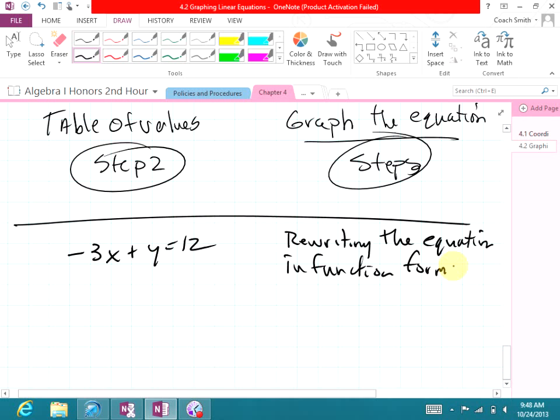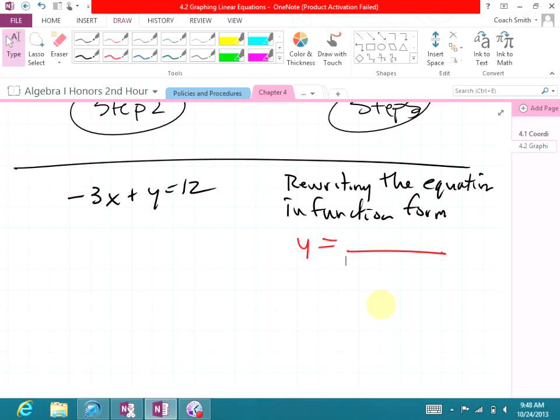Okay, so my answer in function form, like we just talked about a few minutes ago, is going to look like y equals blank. Y is going to equal x plus 12 or 3x plus 12, or something to that extent. This one is fairly simplistic to solve. Negative 3x plus y equals 12. They want me to get y by itself.